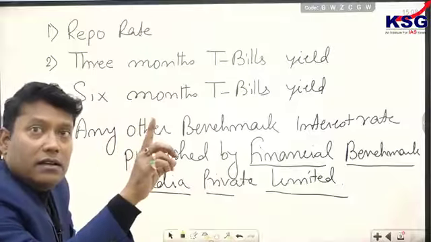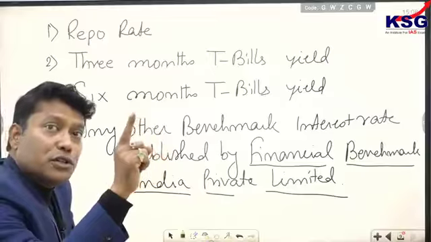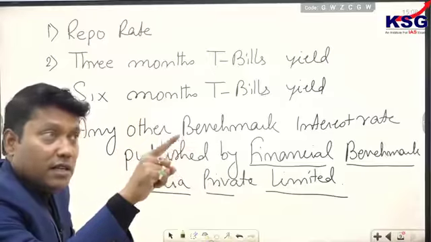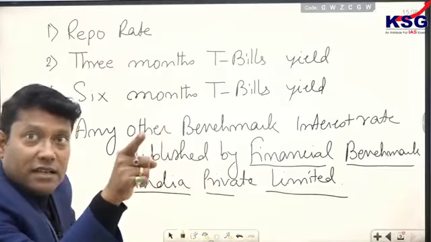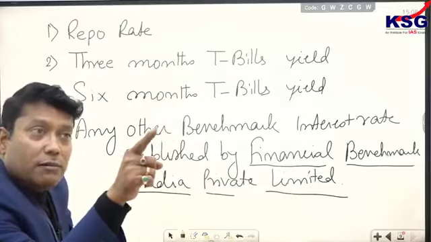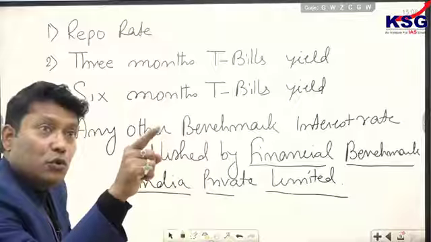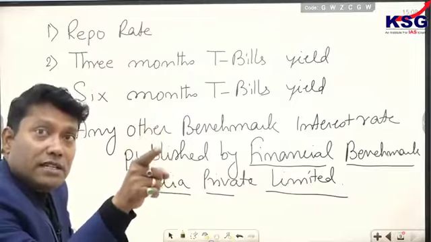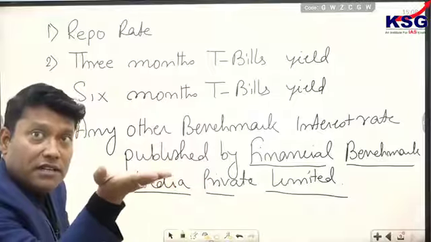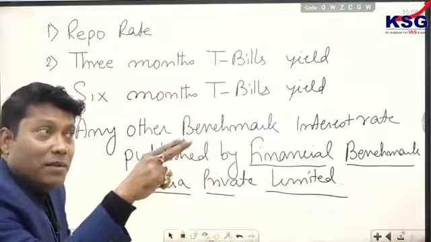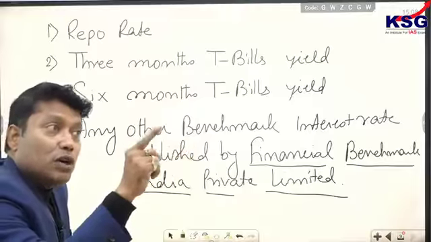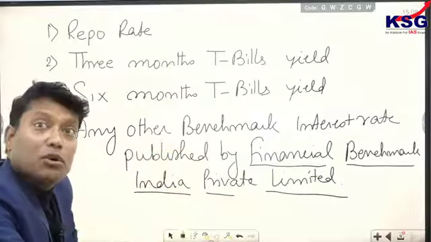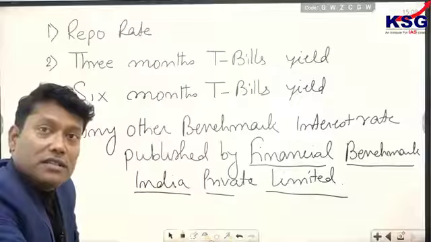Earlier, whatever rate of interest you were giving to the depositors, that you were taking, then you were deciding the lending rate. But now the RBI is saying that no, don't go in this way. Take the repo rate as the base, the reference, and then you decide the lending rate. And whatever lending rate you decide, then accordingly you decide the deposit rates.